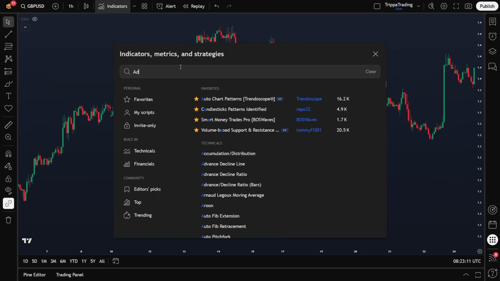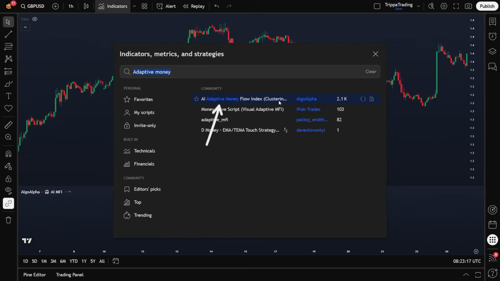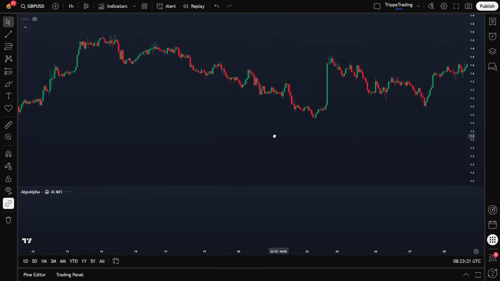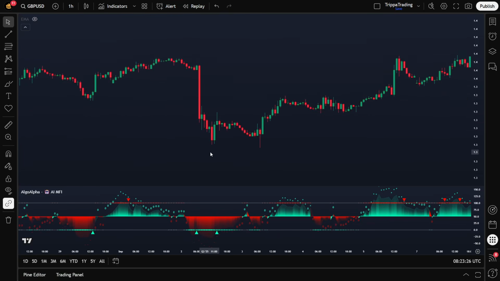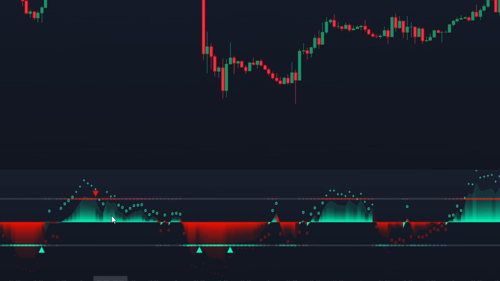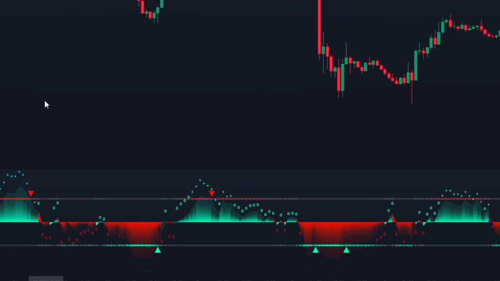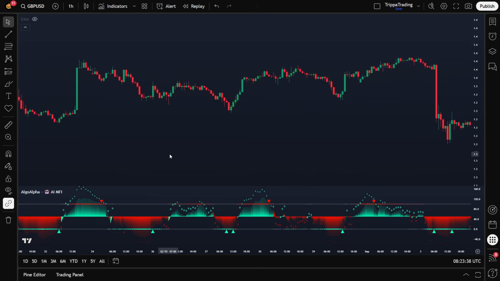We have the Adaptive Money Flow Index with K-means clustering. This one is marketed as an AI-powered MFI, but again, it's really just statistical adaptation. It uses the same MFI calculation as the standard version, but automatically adjusts the overbought and oversold zones using clustering instead of fixed levels. Basically, it analyzes the last few hundred bars of data and shifts the threshold levels based on recent market volatility. That's what makes it adaptive.